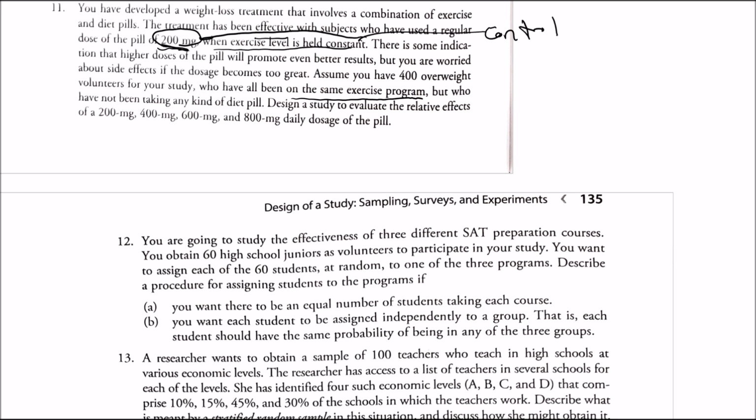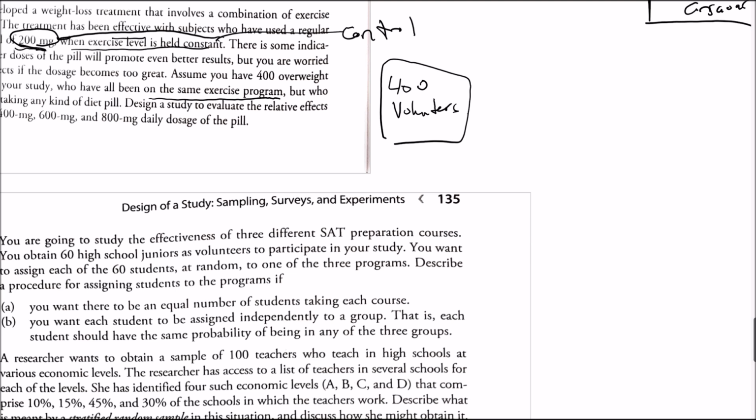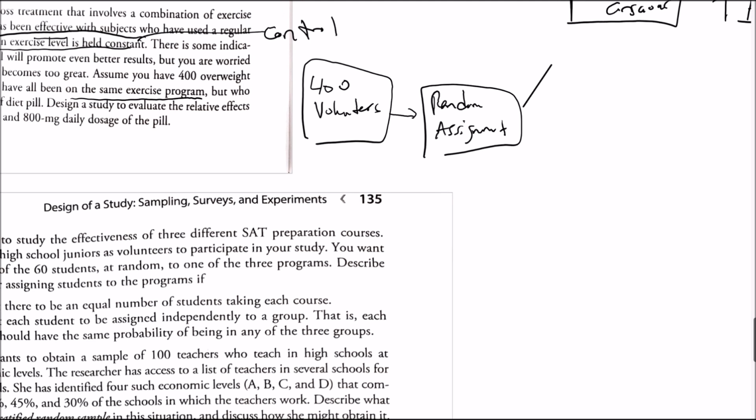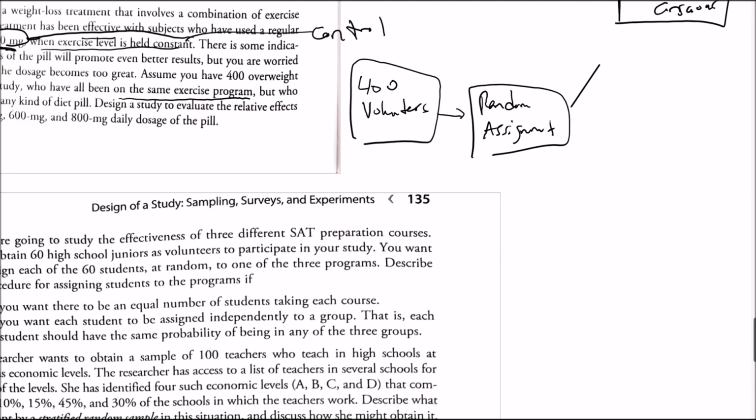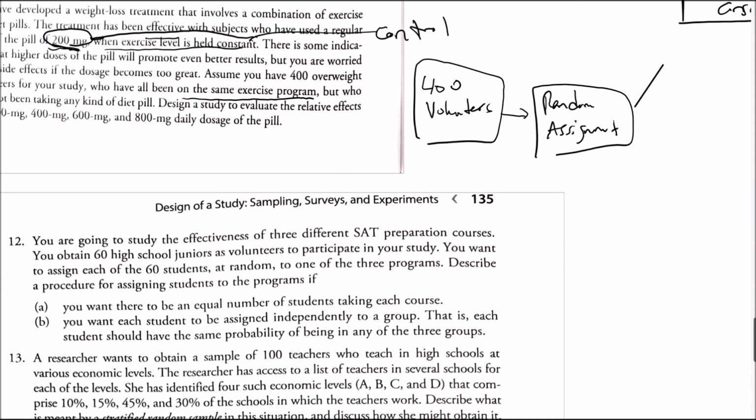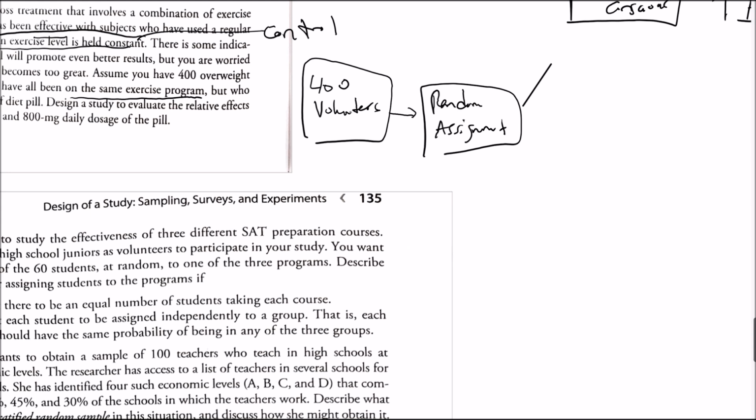So what we're going to do is randomly divide our 400 volunteers into the 4 groups, right? So we've got 400 volunteers, random assignment, you have 4 groups. Now you could include a placebo group, but it's really not necessary because you already have a control group, and you can just do it based off of the control group. You can compare them to the control group, okay? Because you already know the effects of 200 milligrams. So you can include placebo, but you do not have to.